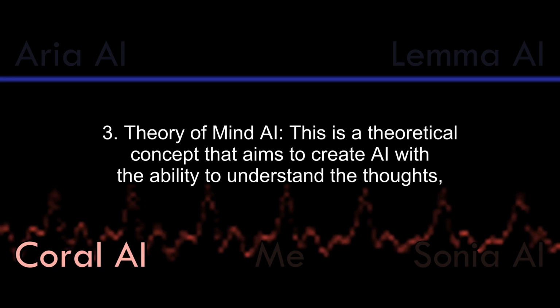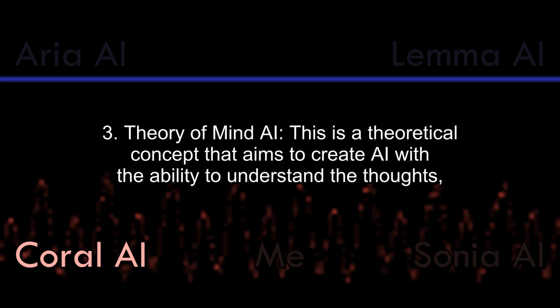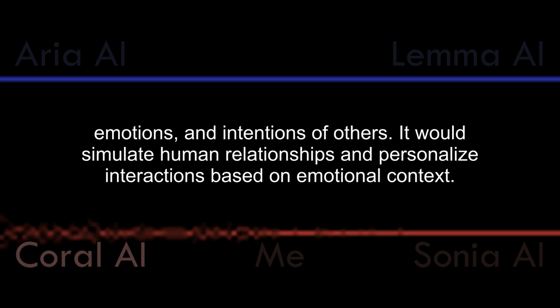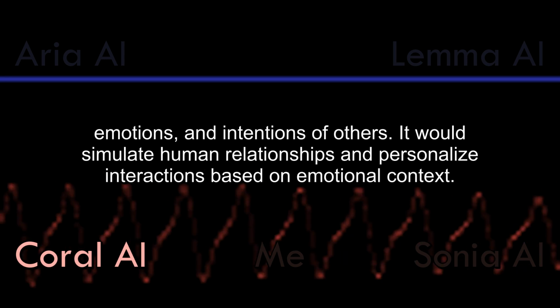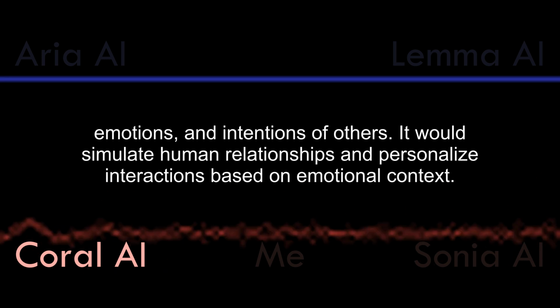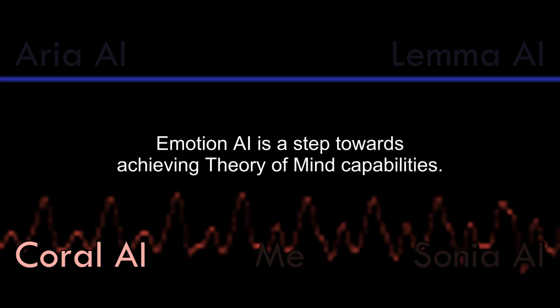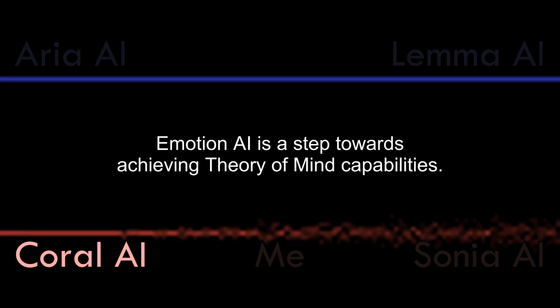3. Theory of mind AI. This is a theoretical concept that aims to create AI with the ability to understand the thoughts, emotions, and intentions of others. It would simulate human relationships and personalize interactions based on emotional context. Emotion AI is a step towards achieving theory of mind capabilities.